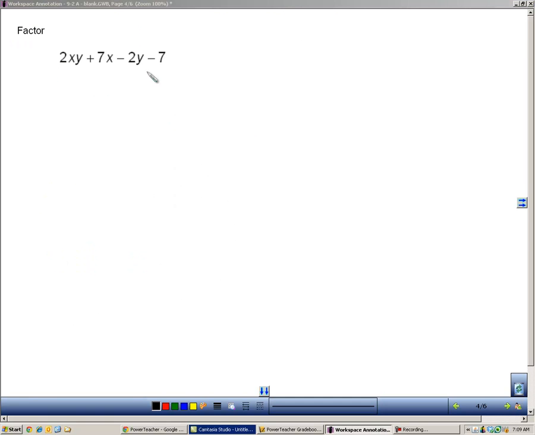Here we have to factor. There are 4 terms, so we'll use grouping. Notice in my grouping I include that negative with the 2. Now what's my GCF here? It looks like an x, which means if I pull an x out I'm left with a 2y plus 7. And here it appears that there's nothing in common. So typically we would say a positive 1 is what we want to pull out.